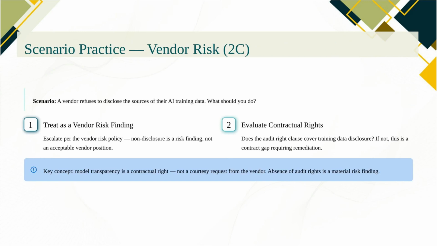Scenario: your AI vendor refuses to disclose the sources of the training data used in the model they're providing to you. What should you do? The first step is to treat this as a vendor risk finding and escalate it per your vendor risk policy. Then, evaluate your contractual position. Does your contract include a right to audit that covers training data disclosure? If it does, enforce it. If it doesn't, that's a contract gap that needs to be remediated at renewal or through an amendment.